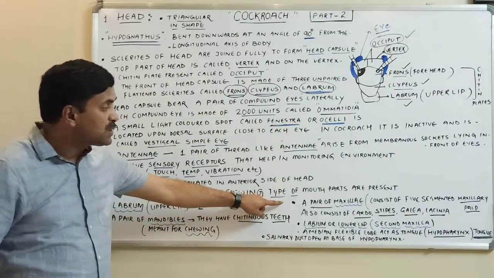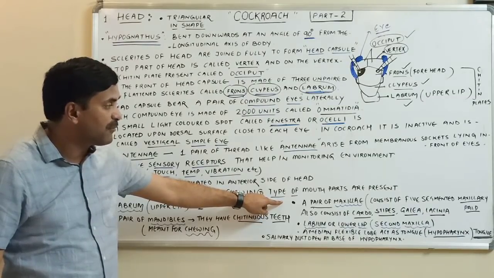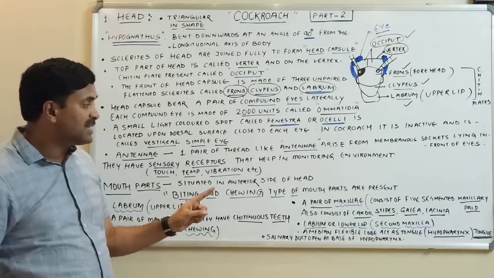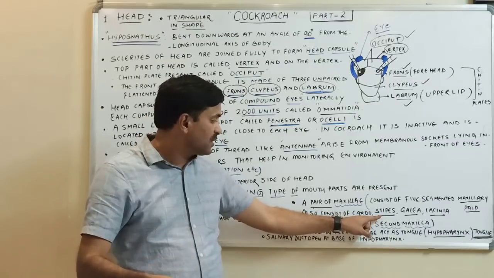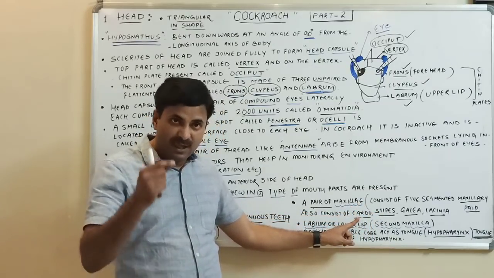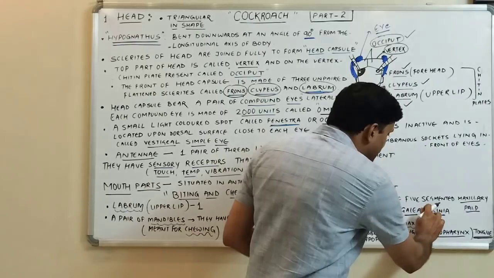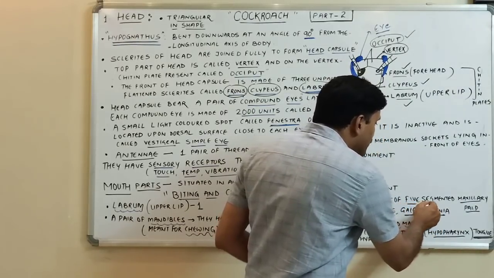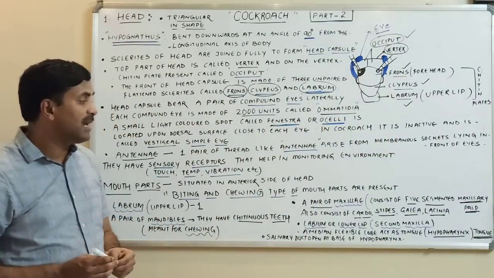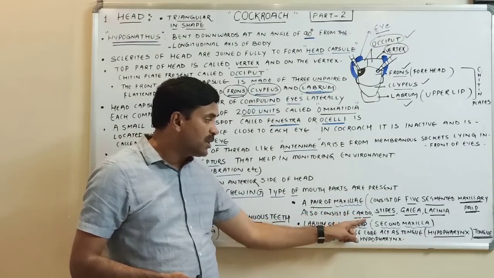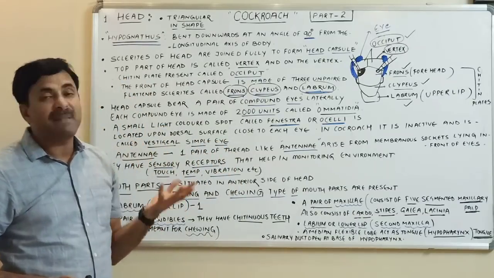They also have a pair of maxillae. If we see the structure of the maxilla, it consists of the cardo, the lowermost part, the stipes, galea, lacinia, and a 5-segmented long maxillary palp. Again I am repeating, they have a pair of maxillae which consist of the basal cardo, then the stipes, galea, lacinia, and a 5-segmented maxillary palp.